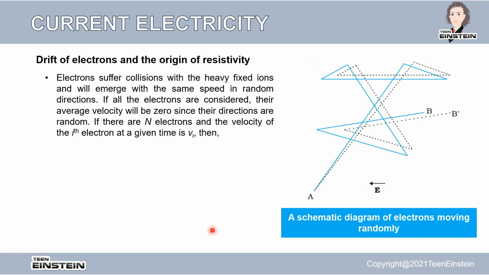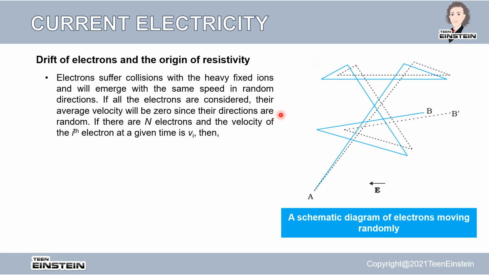We already know that if you take any material, there are a lot of atoms arranged in a crystal. When the electrons are moving randomly, they collide with the atoms. Imagine that there are many atoms and ions kept closely together and the electrons are moving randomly. They are going to make collisions with the ions. So when there is no applied electric field, these electrons make collisions with the heavy fixed ions and will emerge with the same speed in random directions.